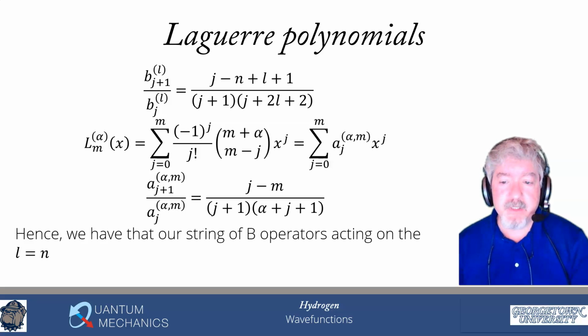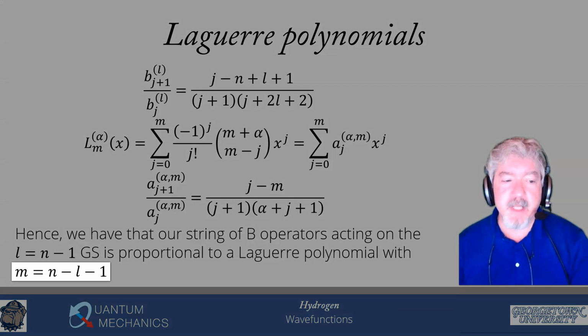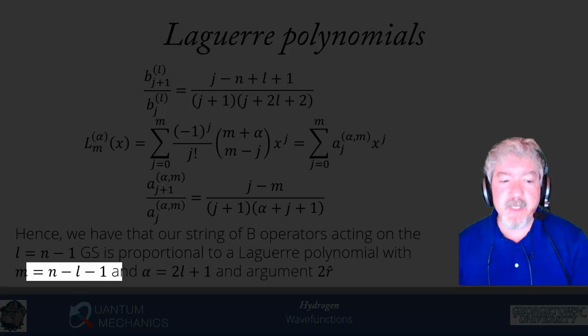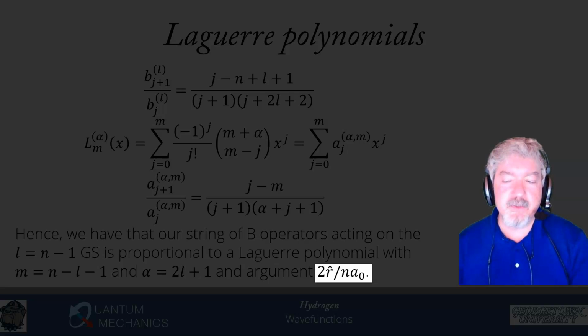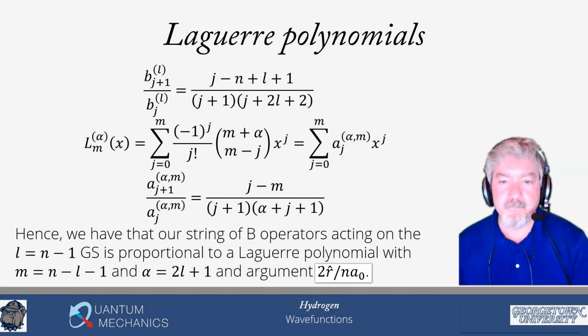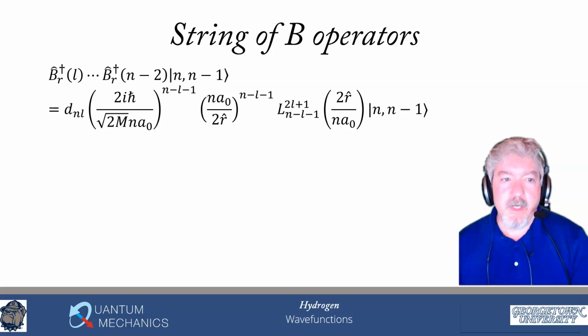So the string of B operators acting on the L equals n minus 1 ground state is proportional to a Laguerre polynomial with m equals n minus L minus 1 and alpha equals 2L plus 1. And the argument of the Laguerre polynomial is 2r hat over n a0. All right, that's summarized for you here. As I told you, there's a prefactor in front, this D_nL, that we have to figure out how to calculate. You might want to think a little bit about, well, how would I do that? Okay. Take a few seconds and think about it, and then I'll reveal to you how I did it.